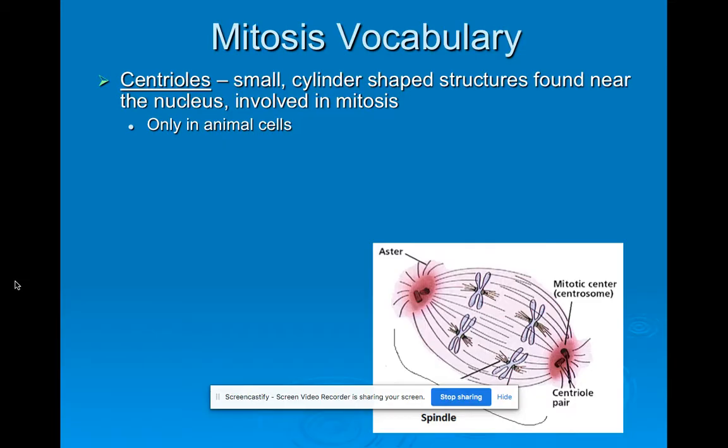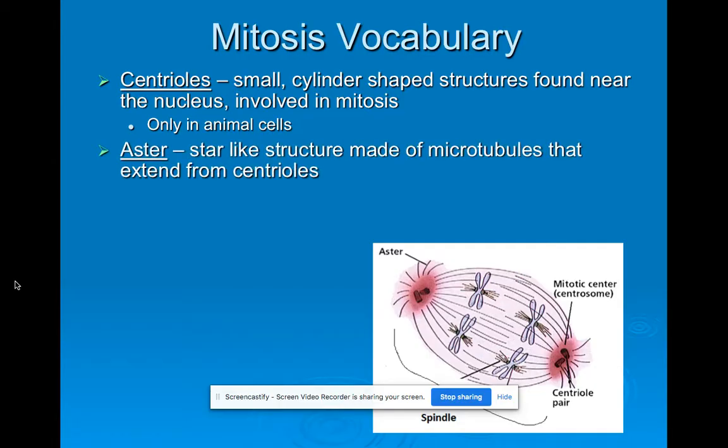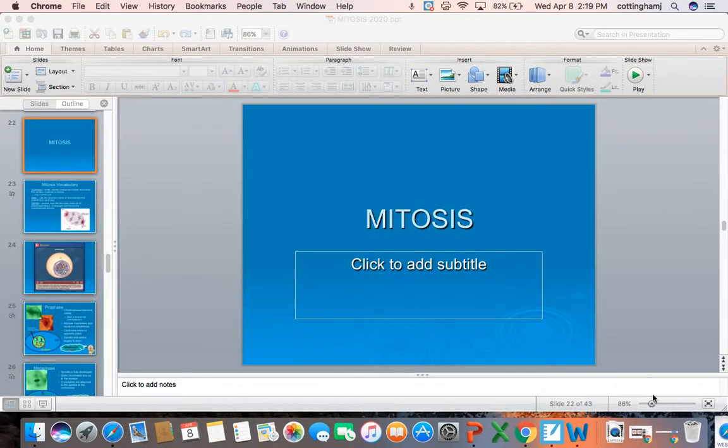All right, so centrosome, centrioles in it, and don't forget the centrioles are only in an animal cell, which is why you didn't see them. But there is a centrosome in a plant cell. All right, an aster. An aster is just the bunch of microtubules that radiate out from the centrosome in both a plant and an animal cell. You can see the asters right here.